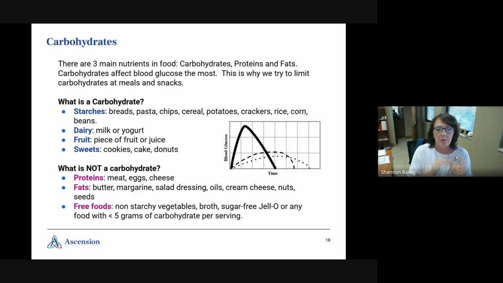A lot of people say, oh my gosh, milk is a carb, it's bad, or I can't have fruit. That's not the case. We want you to count it as a carbohydrate, and we want to be consistent with it. Of course, milk and fruit are healthy choices, but when you have diabetes, you need to make sure that you're not overeating on carbs, because that will greatly affect their blood sugar.